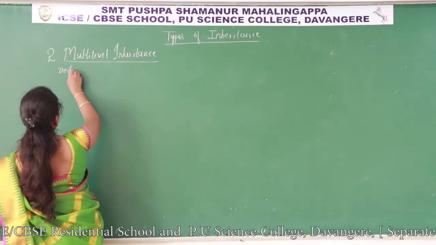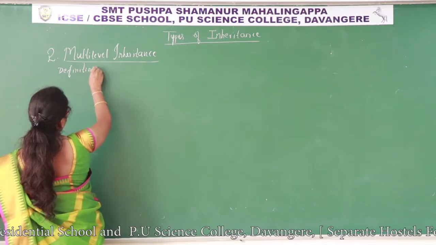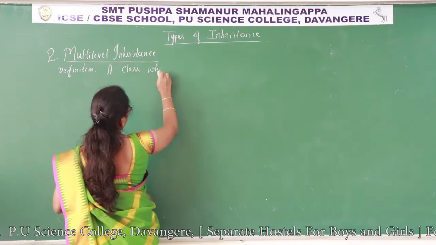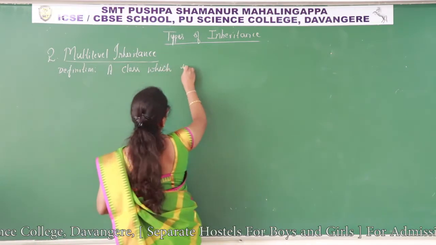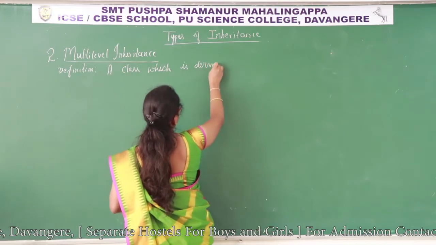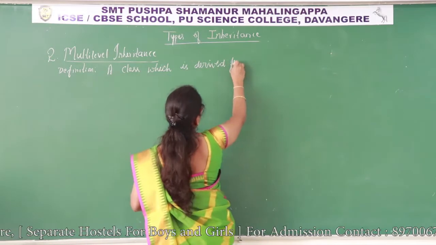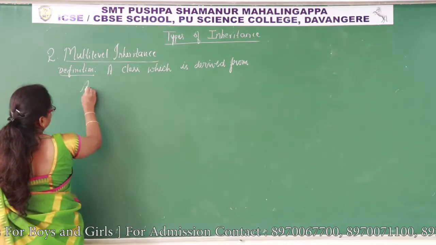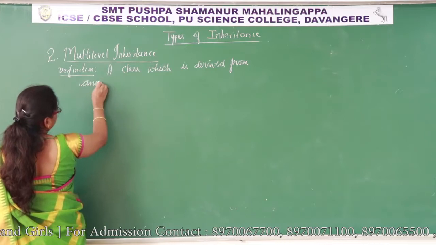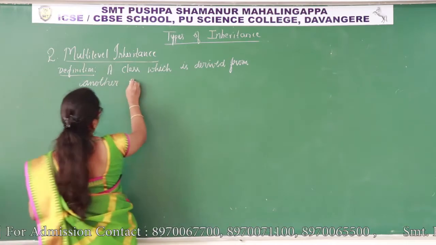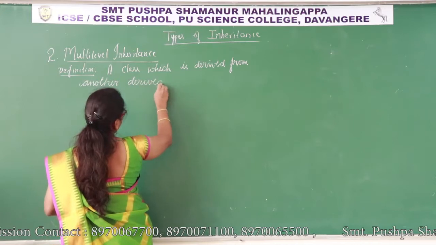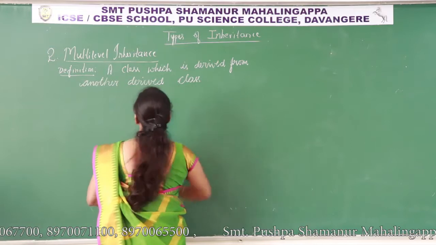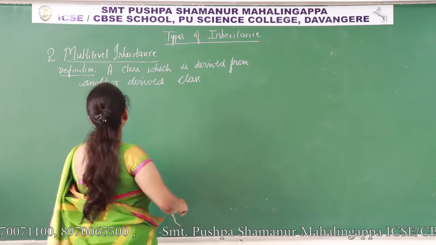Definition: a class which is derived from another derived class is called multi-level inheritance.